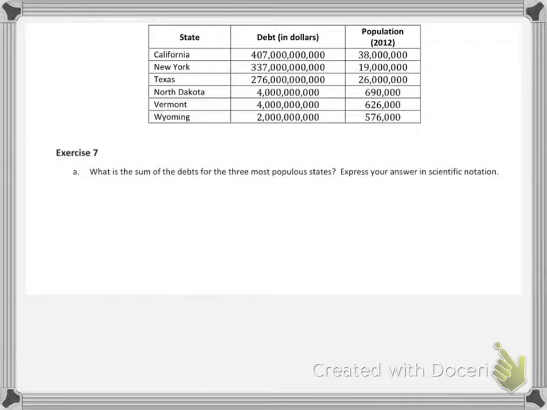For this one, we're going to determine the sum. We're going to add the debts of the 3 most populous states. So here are the states, and the 3 most populous states would be California and New York and Texas. We're going to take the debt of those 3 and add them together. So first we need scientific notation. We're going to write 407 billion in scientific notation. So let's do that first.